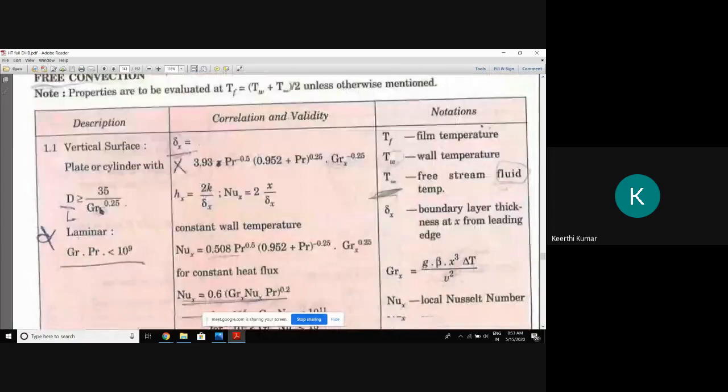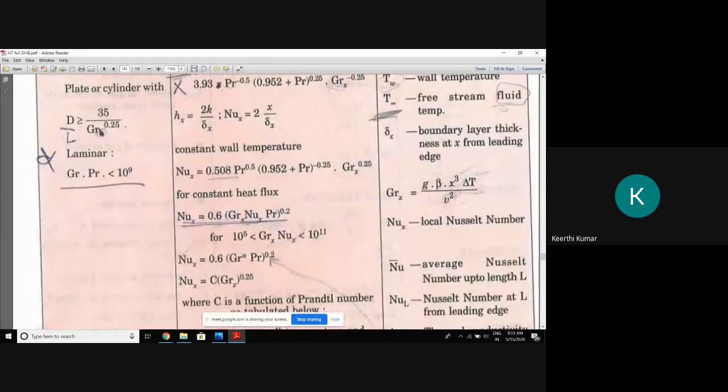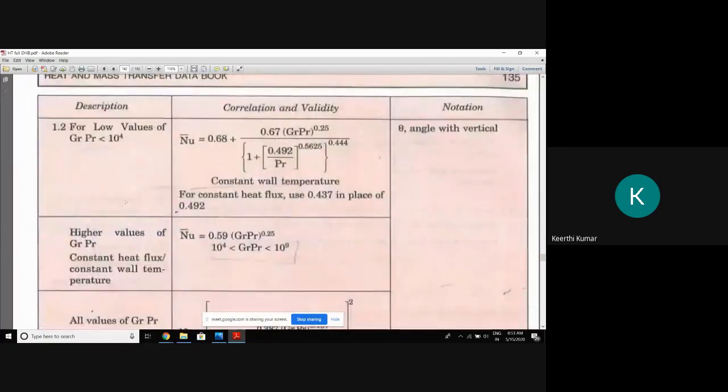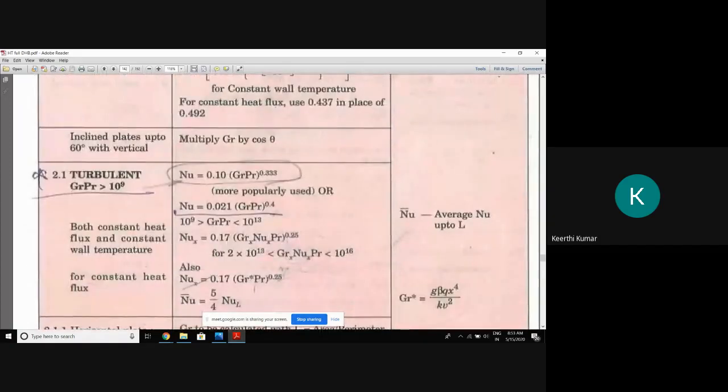So for natural free convection, here you can see, if it is laminar, the product is less than 10 to the power of 9. If the product of these two is greater than 10 to the power of 9, then definitely it is a turbulent flow. That is, you can see here, Gr Pr is greater than 10 to the power of 9. It is a turbulent flow.